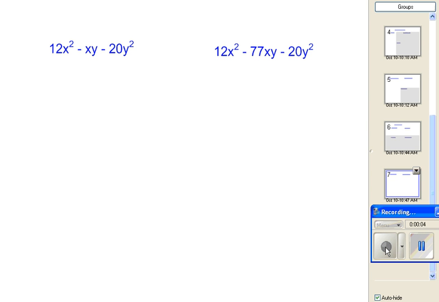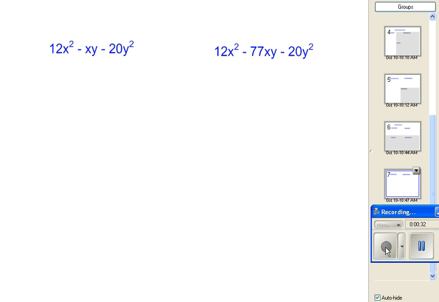When it comes to factoring trinomials, some people have a problem when there's a coefficient in front of that first term, like 12 in front of the x squared. And so I'm going to take two that look very much alike here and show you how it isn't as much of a guessing game as what some people think it is.